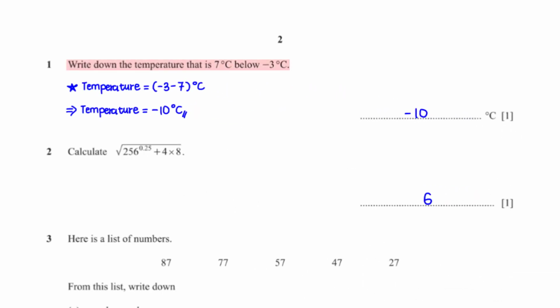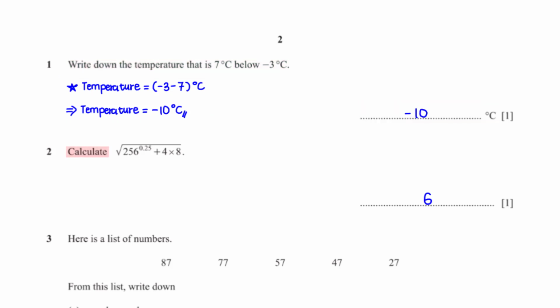Write down the temperature, that is 7 degrees Celsius below negative 3 degrees Celsius. To get this temperature, we subtract 7 degrees Celsius from negative 3 degrees Celsius. This gives us negative 10 degrees Celsius.